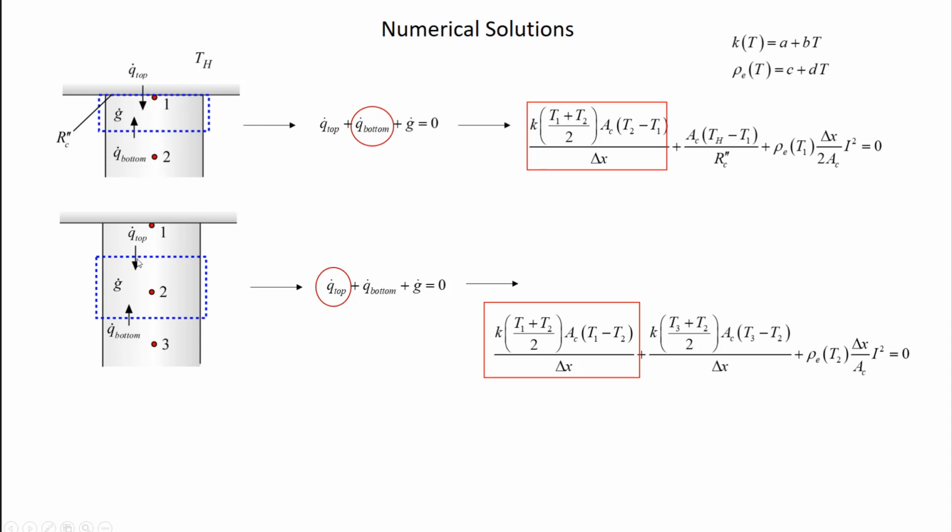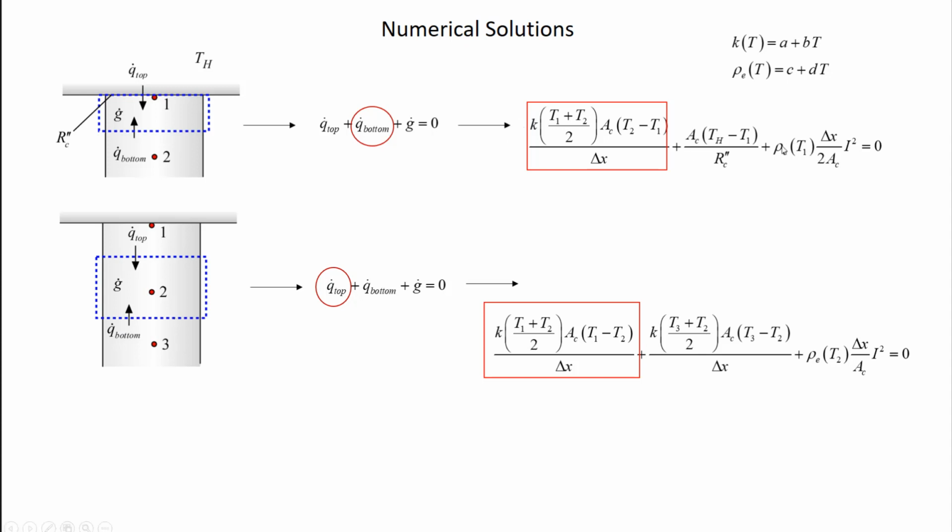If I'm dealing with Q dot top here, I'm going to use (T1 plus T2) divided by 2, right? When I come down here and I do Q dot bottom for node 2, what am I going to do? I'm going to use (T3 plus T2) divided by 2, right? So this is how I'll generate my equations now.